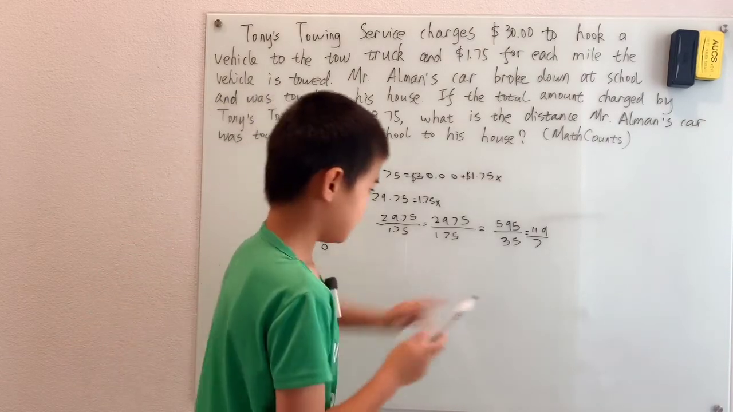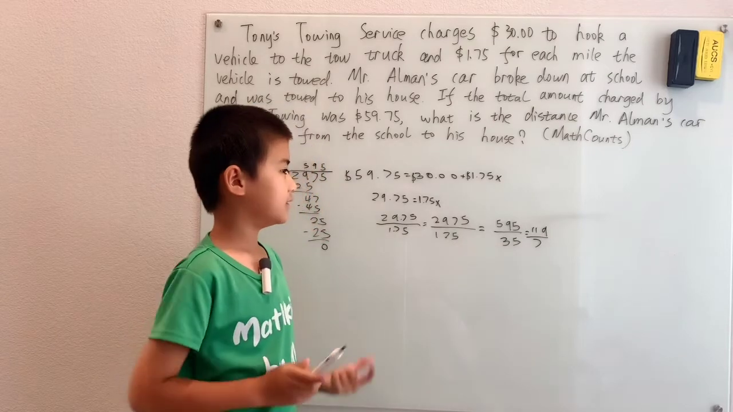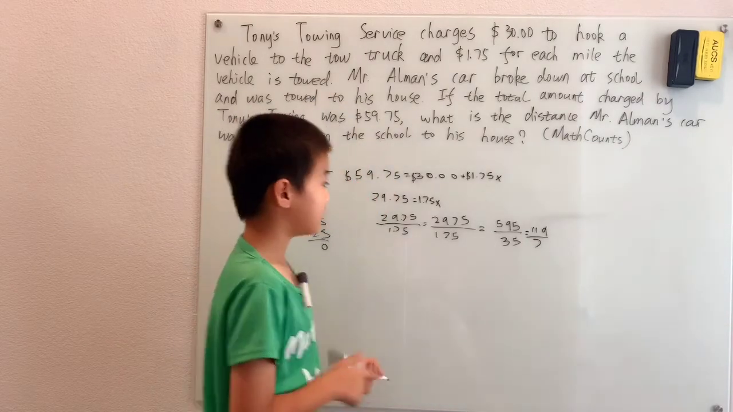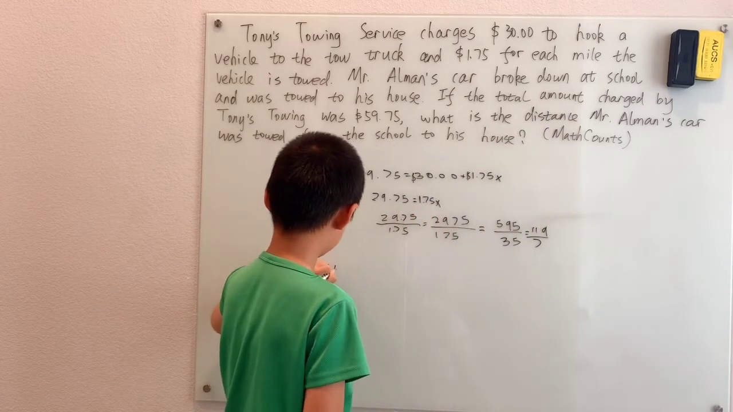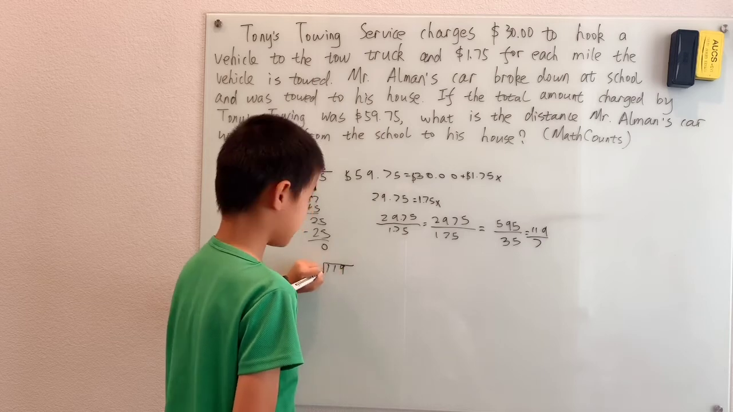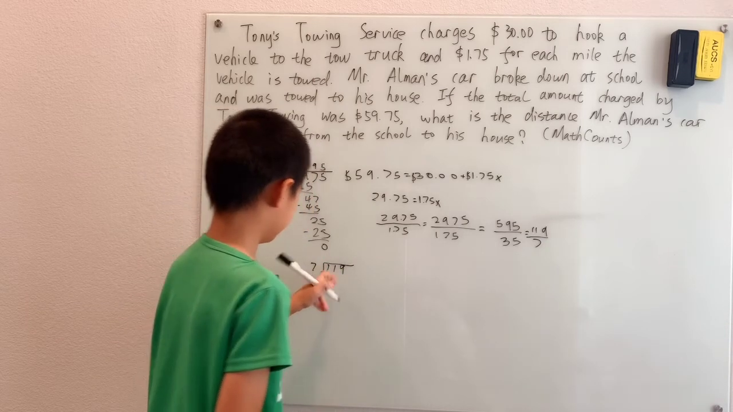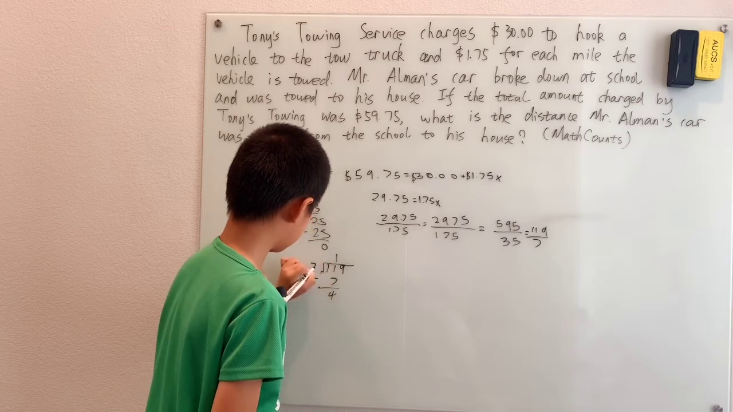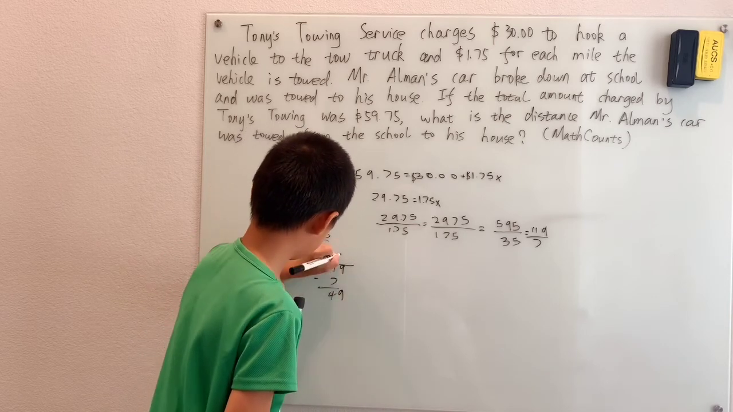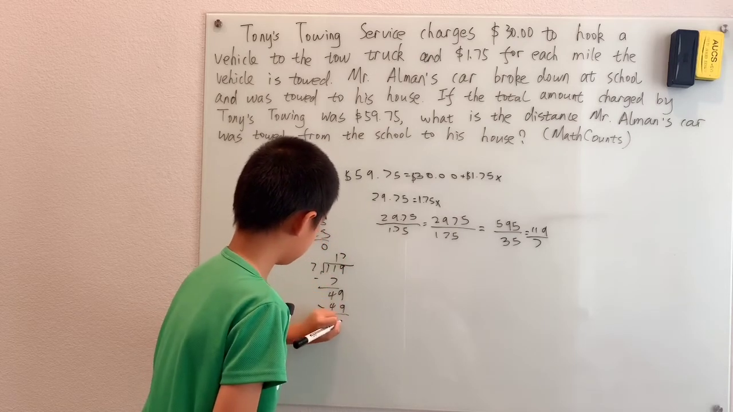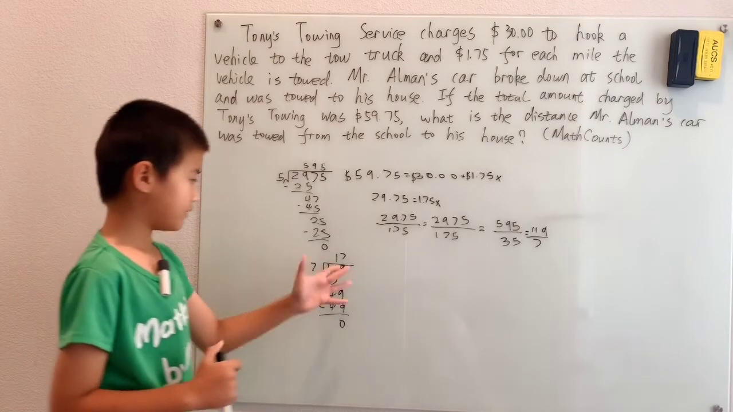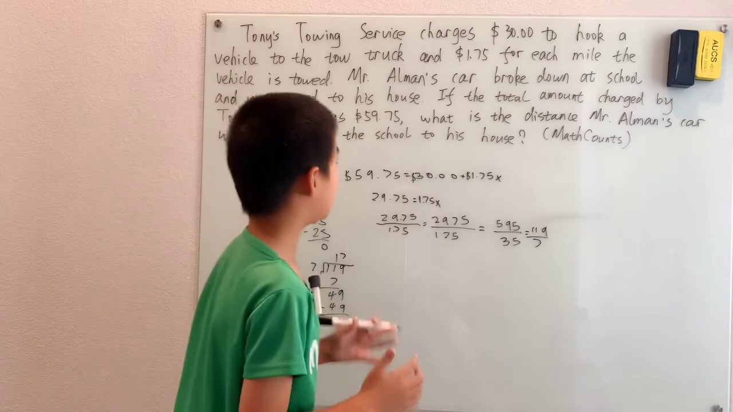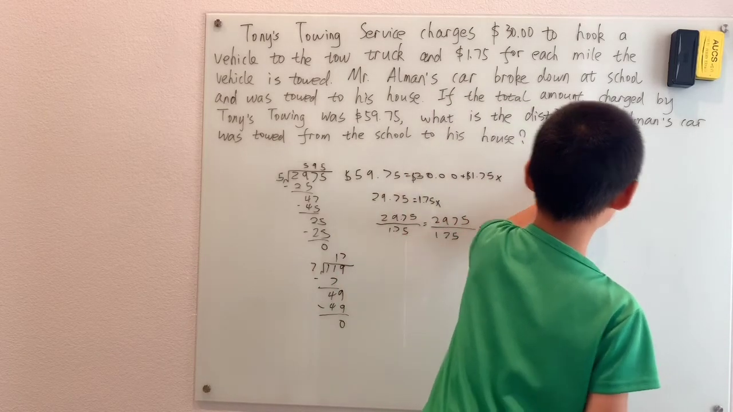Now, because 7 is prime, we can only divide by 7, since it's only divisible by 1 or 7. So we just divide by 7, and when we divide by 7, we should get our answer. Okay, I'm not going to bore you with this. We just have 7 times 17. And sure enough, we have a remainder of 0, meaning Mr. Alman's car was towed a total of 17 miles.